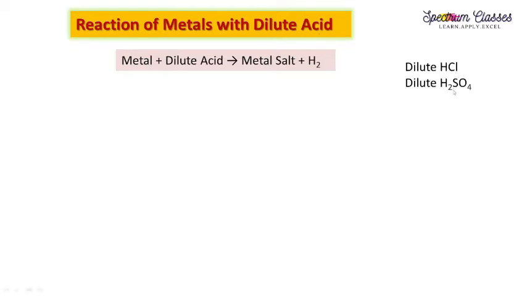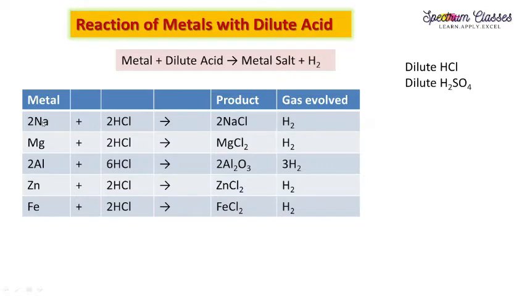We have three different mineral acids: HCl, H2SO4 and HNO3. Metal with dilute acid will form metal salt plus hydrogen gas. The dilute acids which react with the metal in this way are dilute HCl and dilute H2SO4. Dilute HNO3 does not react in the same manner as HCl and H2SO4 do. We are going to discuss the reactions one by one, and then the concepts behind this.